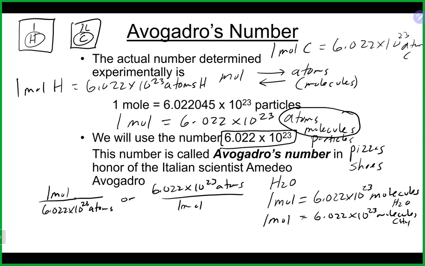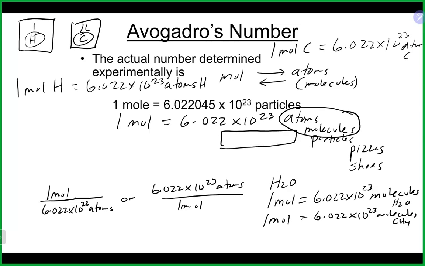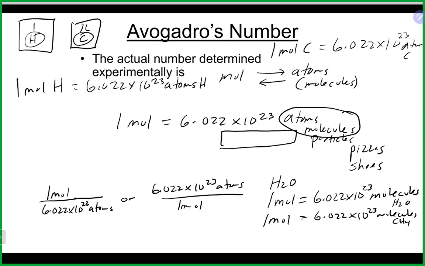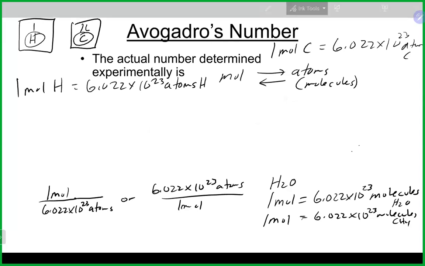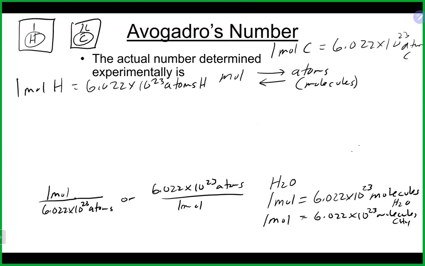So again, each of these are going to be used as a conversion factor to convert between moles and atoms. If you have moles and you want atoms or molecules, you need to multiply by Avogadro's number.